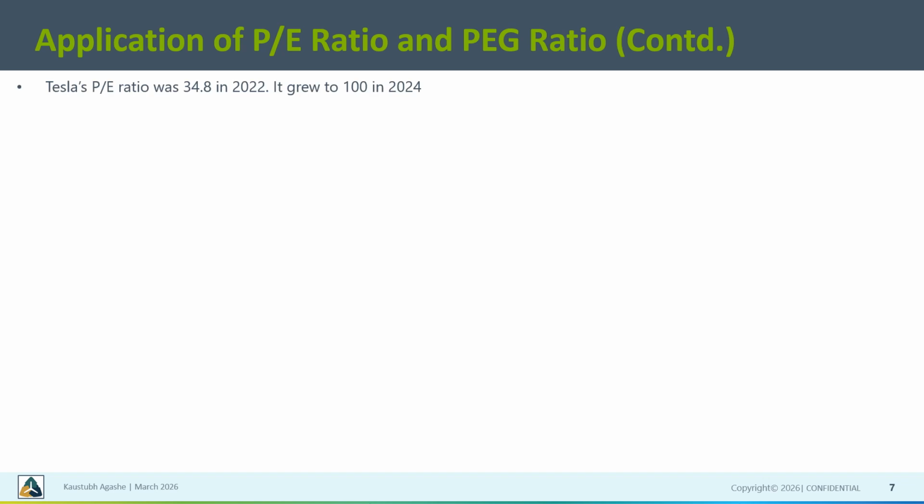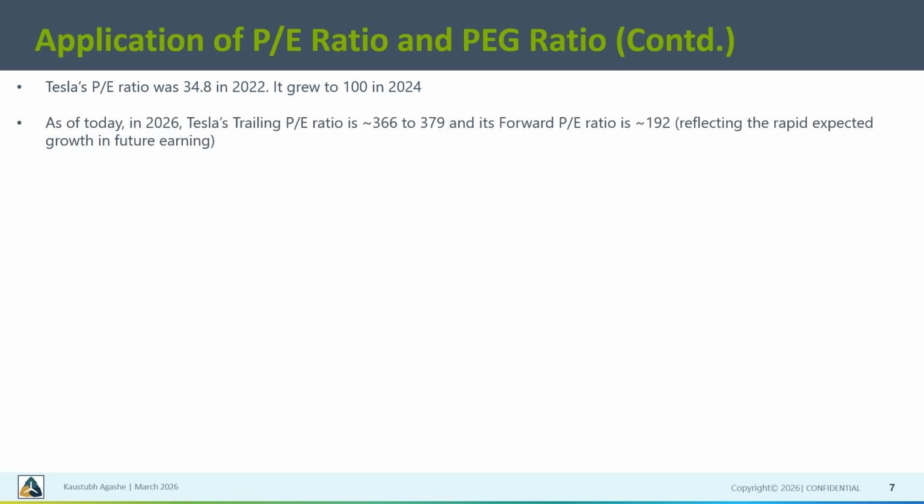Here is one example of Tesla. Now Tesla's PE ratio was 34.8 in 2022 and it was growing rapidly. The PE ratio grew to 100 in 2024. As of today, that is in 2026, Tesla's trailing PE ratio is between 366 and 379, whereas its forward PE ratio is 192, which reflects the rapid expected growth in future earnings.